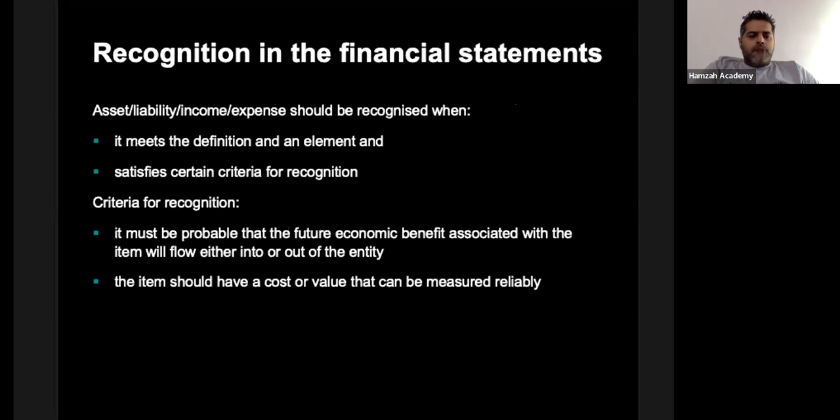And recognition in the financial statements, talking about it, assets, liabilities, and expenses should be recognized when they meet the definition of an element and satisfy certain criteria for recognition. And talking about the criteria for recognition, it must be probable that the future economic benefit associated with the item will flow into or out of the entity, and the item should have a cost or value that can be measured reliably. So these are the things which we have talked about related to the recognition in the financial statements as well.